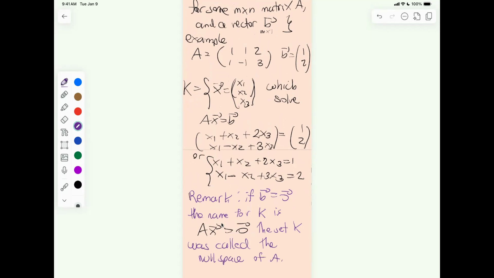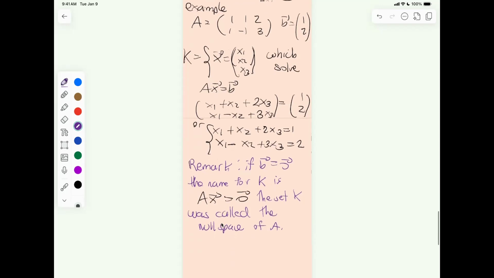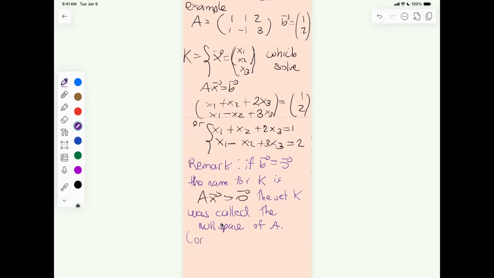Okay. So I'm just trying to remind you of a few things as we go along. Sometimes it's also called the kernel. It is a familiar thing: vectors that solve a system of equations where all these numbers are 0, which happens to be a homogeneous system.